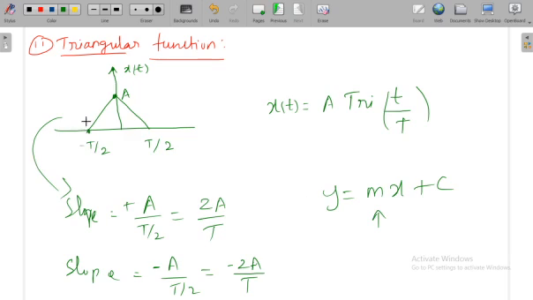Okay, see, take the point values. This is minus t by 2 comma 0, and here 0 comma a. Then you form the equation. You know how to form the equation once you have 2 points. Then from that equation you try to observe what is m, whether both are the same or not. Okay, then the next one is complex exponential signal.